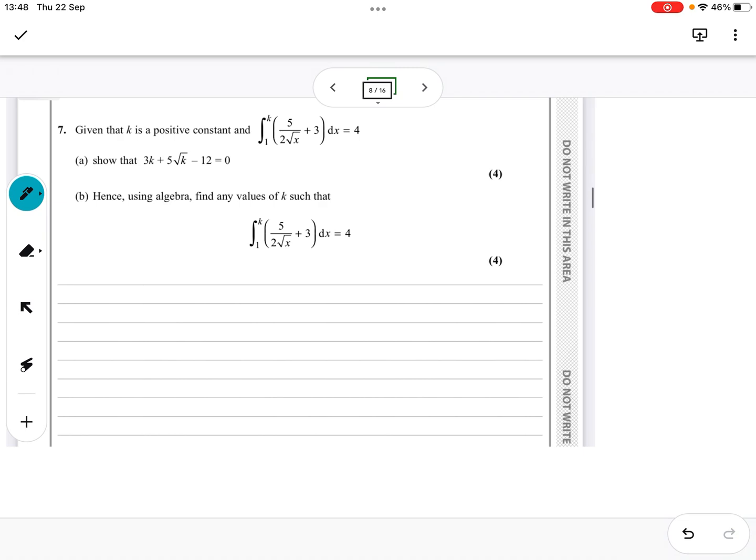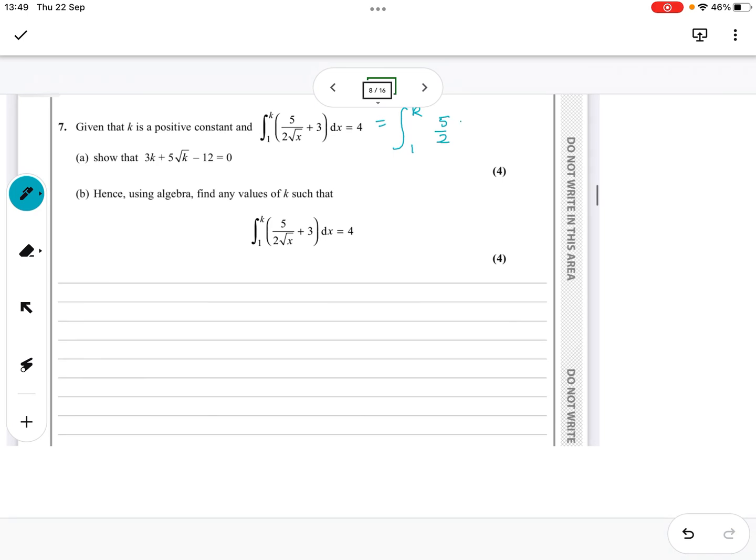So first thing we've got to do is get this ready for integration. So we're going to say that equals, between k and 1, we've got 5 over 2, with root x on the bottom. So root x is x to the power of a half, and because it was on the bottom, we make it minus. Plus 3 dx. Cool. So that looks pretty good to me, so that's where we're going.